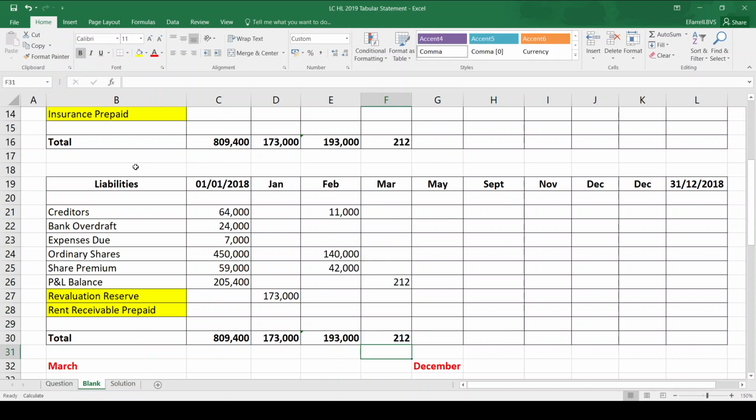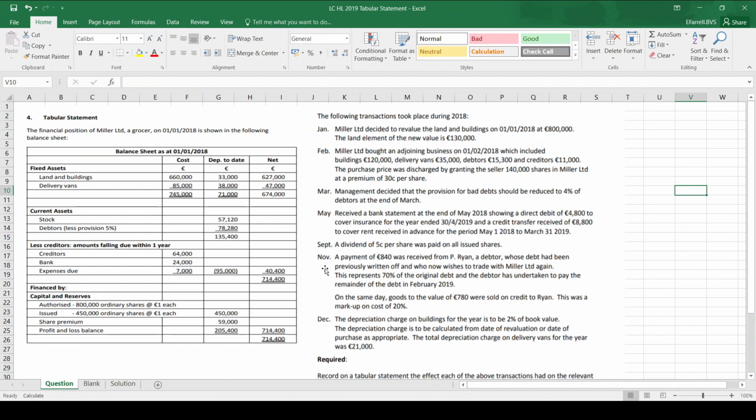The next adjustment is May. So again, this adjustment always comes up. We received a statement in May showing a direct debit of 4,800 to cover insurance for the year ended 31st of 4th, 19, and a credit transfer of 8,800 to cover rent receivable in advance for the period May the 1st, 2018 to 31st of March 2019. We're going to work out the adjustments for these in December. We're just going to put in the figures here and we'll sort them out in December.